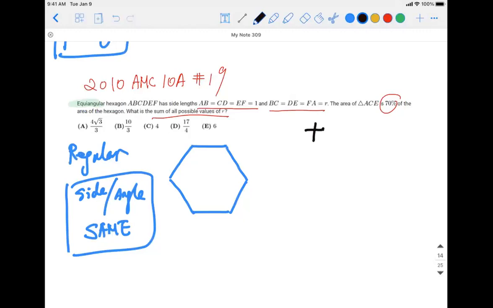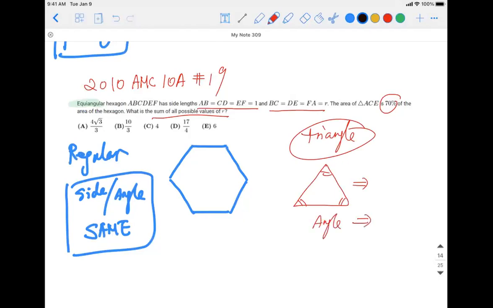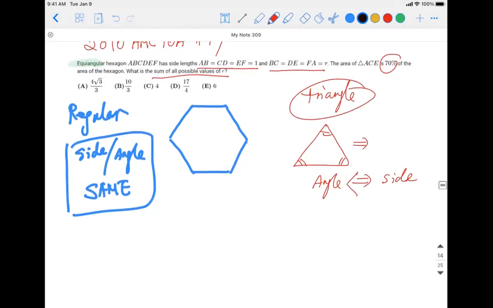Because from the triangle's perspective, if the three angles are the same, then automatically the sides are the same. Like an equilateral triangle, three sides are the same, three angles are the same, and vice versa. However, for polygons, starting from quadrilaterals to the pentagon, octagon, and so on, angles being the same and sides being the same are totally independent.